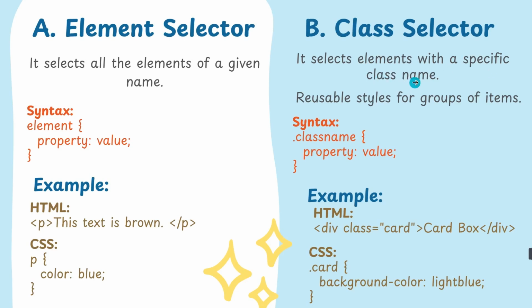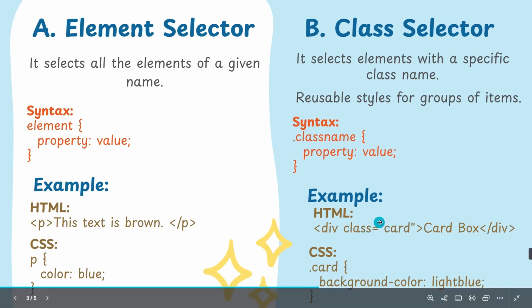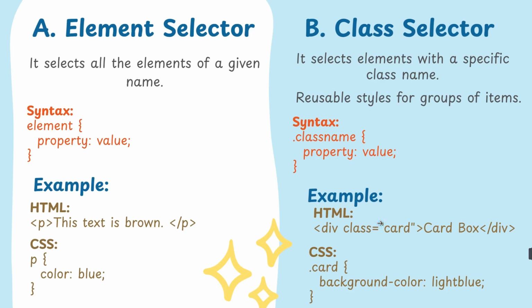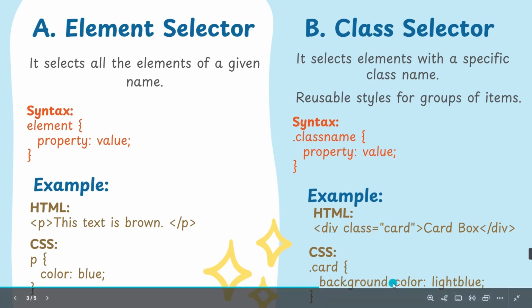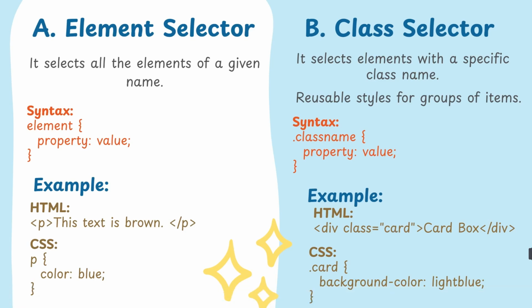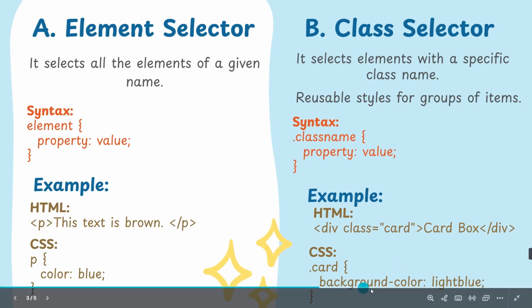The next type of selector that we have here is the class selector. It selects the element with a specific class name. Class selectors are used when multiple elements need the same styling. You can see here that I have created a div tag, that is a division section, and here I have given the class name as card. So no matter how many times I create this particular section or different sections with the same class name card, I can use just this class name with a dot operator and I can give the same styling. So all the div elements can be styled the same way using the CSS class selector.